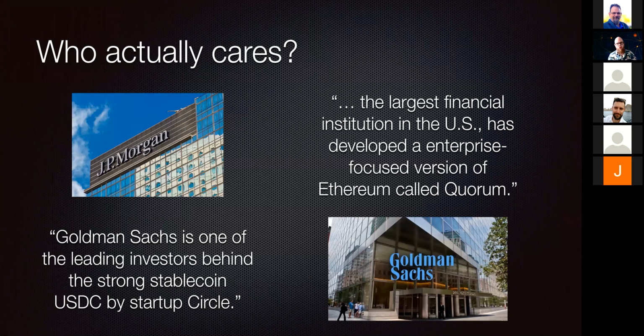Pardon me. So who actually cares about this? The purpose of this slide is actually to show you that this is being adopted in major institutions, whether we like it or not. JP Morgan has already developed their own enterprise-focused version of Ethereum, and Goldman Sachs is one of the leading investors in USDC, which is a stable coin, meaning it's a cryptocurrency that's tied directly to the value of the US dollar. And this is just a very short list of lots of companies that have a Web3 arm or are starting to think about Web3 or blockchain and how that moves forward.